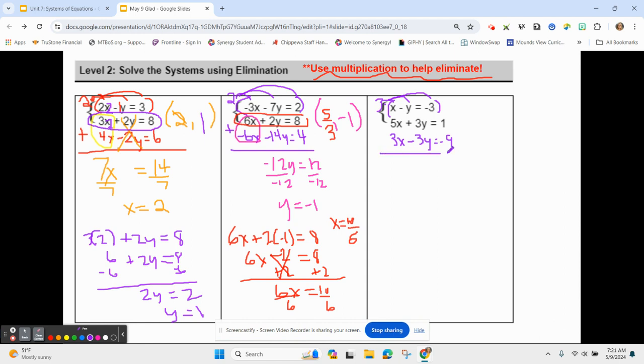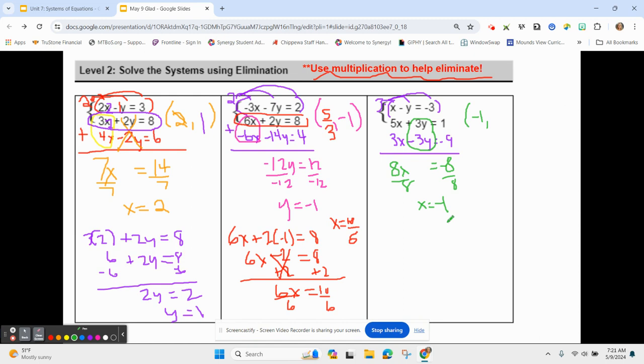Now, when I do my canceling here, I see that my y's eliminate, and that's what I was hoping for. So we end up with 8x equals -8. So here, divide by 8, divide by 8, I get my x to equal -1. So recording my answer, -1 for x.